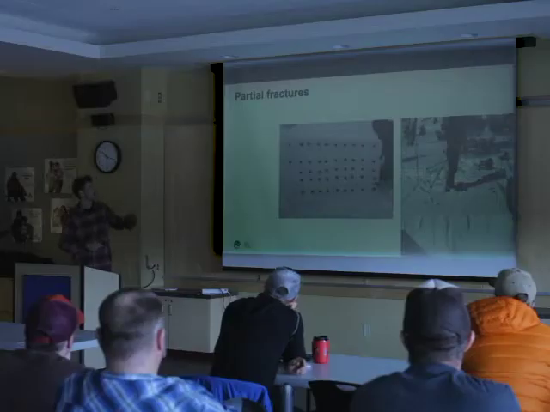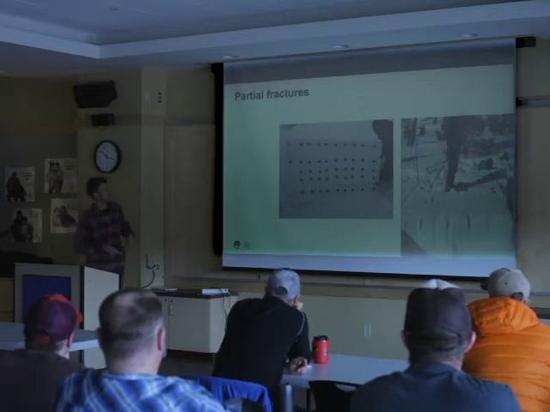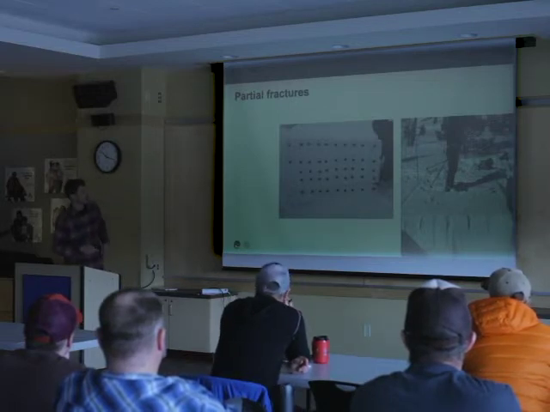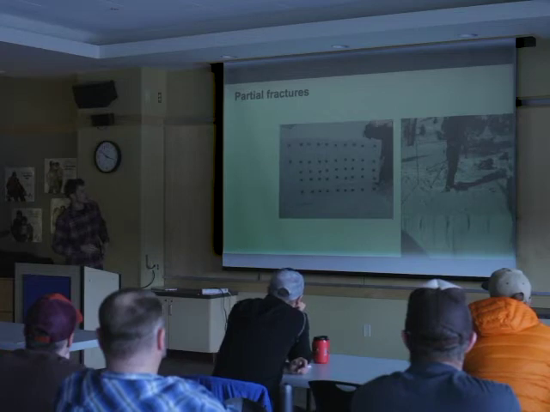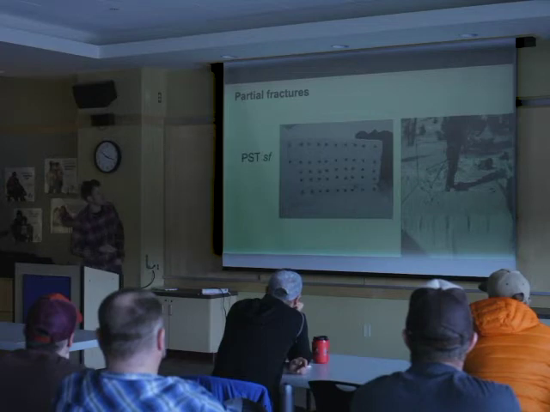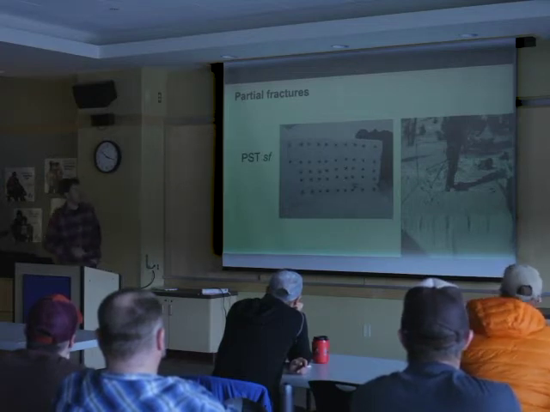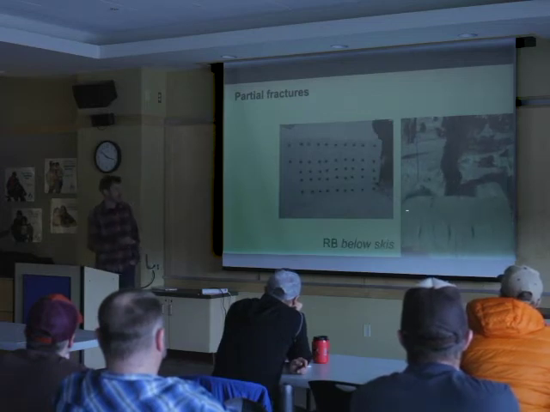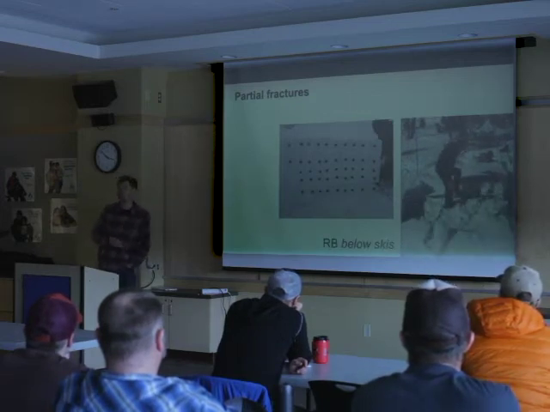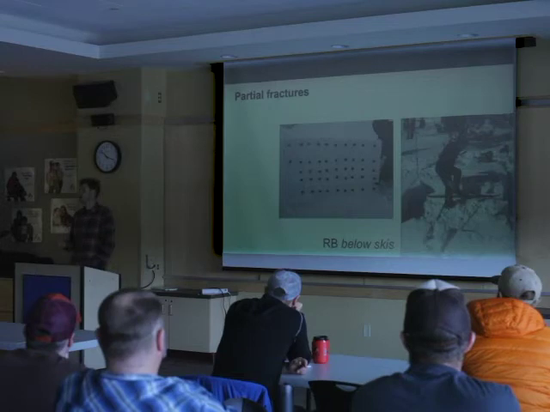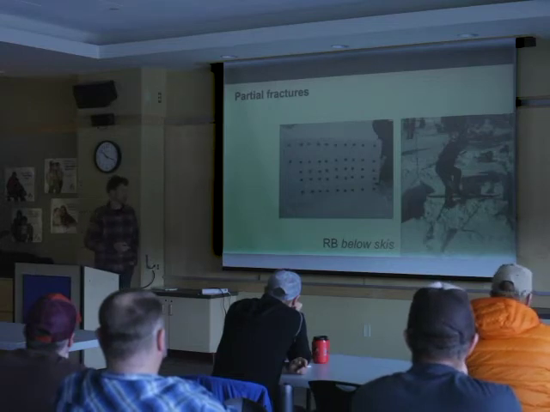So what do I mean by partial fractures? Let's look at the propagation saw test. I hope you can see it. There is a saw moving here in the weak layer. And there you see the crack. So that's a slab fracture. And in the root block, there would be a release only below the skis or a release of only an edge of the root block.